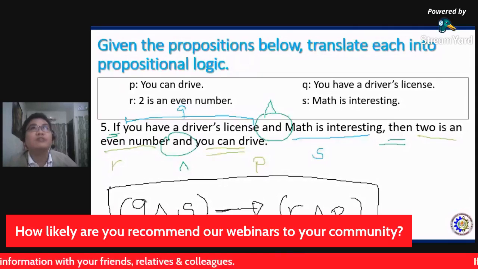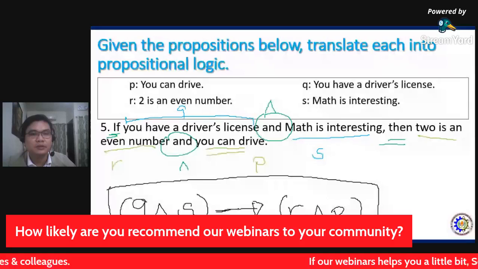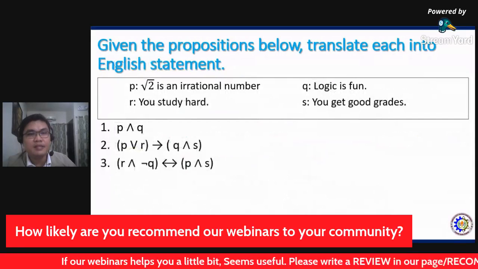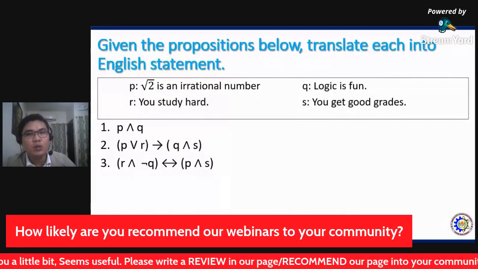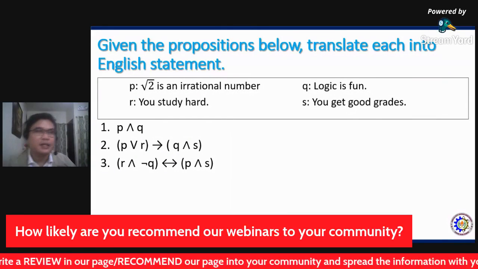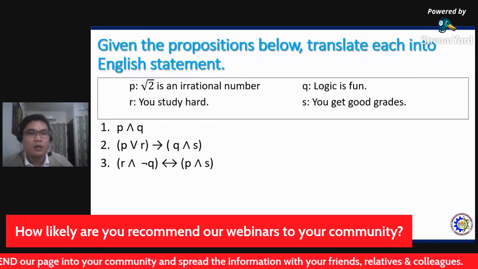Now let's have the other way around. Let's have this exercise number 3. Now, we'll be having these symbols, the propositional logics. Then we will be translating them into English statements. So this is like the reverse process of what we had a while back.